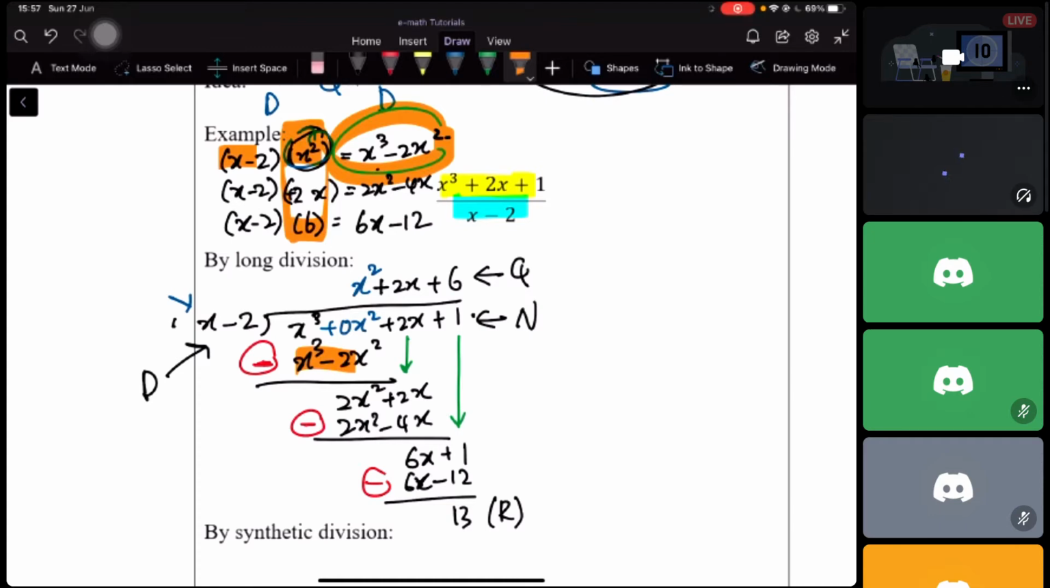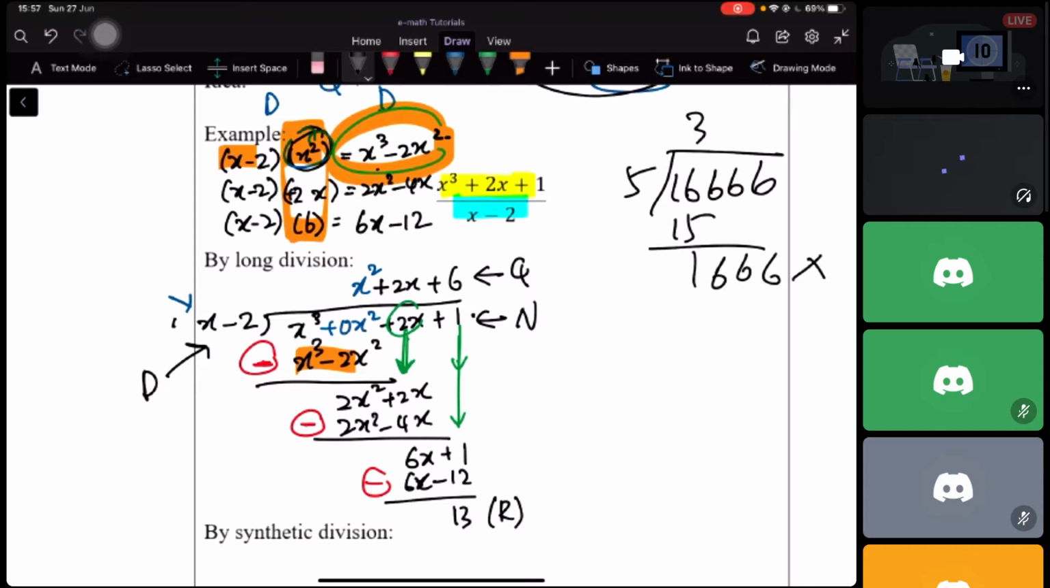And then follow your primary school division, you minus, so that you can get rid of x cubed. After you minus, you have 2x squared, right? And you also remember to bring down one term. Only bring down one term. Don't bring down everything together. It's like if you have 16666 divided by 5, times 3 is 15. You don't bring down all the 6s at the same time, right? You only bring down 16. So you only bring down the next term. Clear? Then after that, you do the same thing.